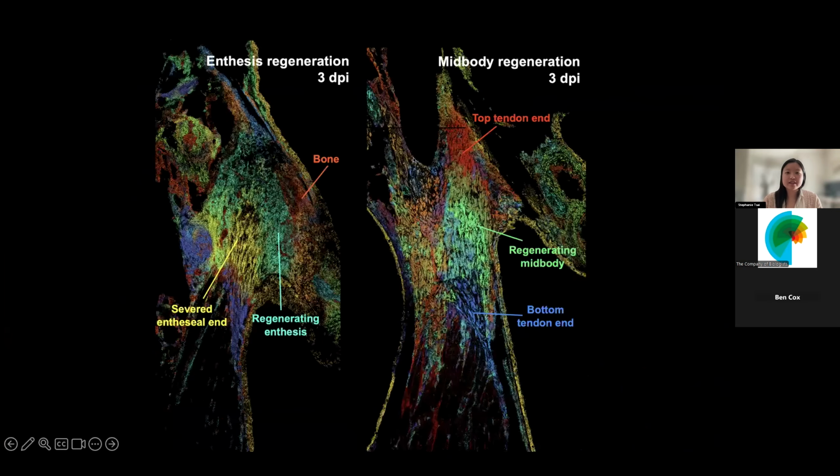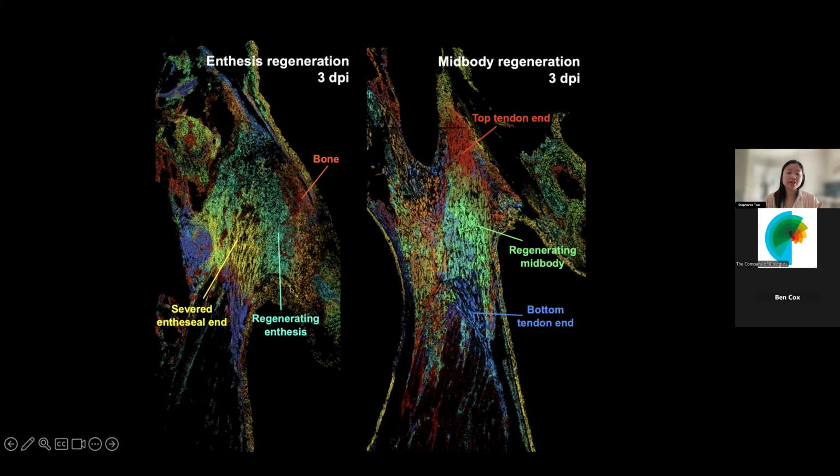And using this custom MERSCOPE panel, I've also extended this analysis into a regenerative context. I don't have time to go into this in detail today, but please feel free to ask questions at the end. I just want to illustrate here that using the markers that we've identified in this panel, we can actually identify the regenerating populations at very high spatial resolution.